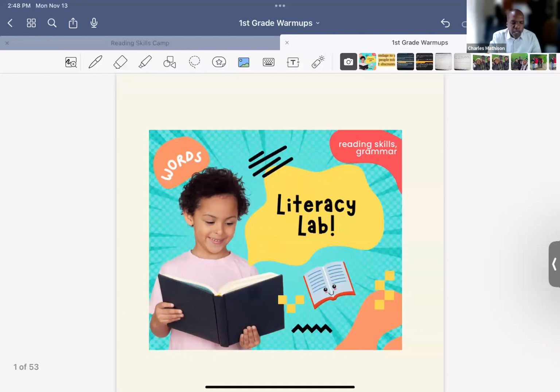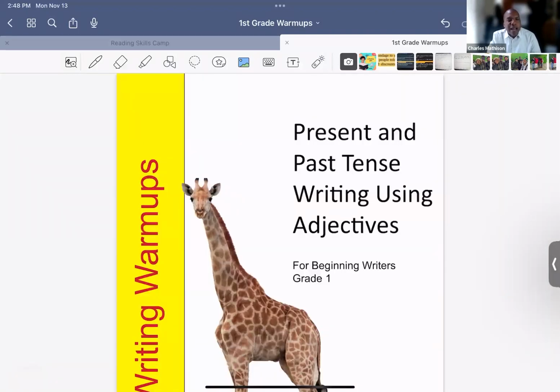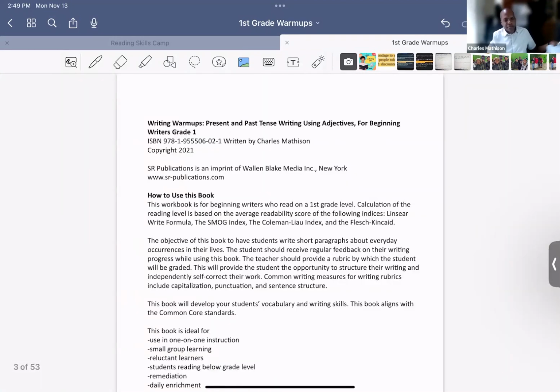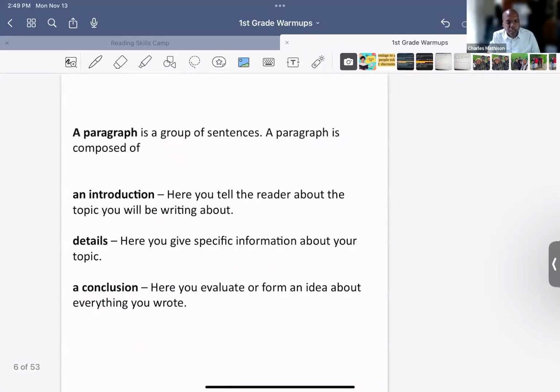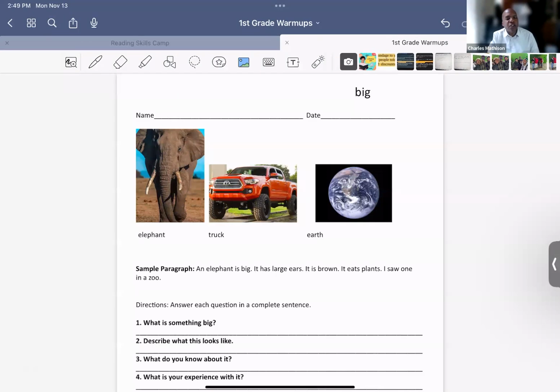And today we are going to be working with writing sentences in the past tense using adjectives. So parents, if you're following along, you can download this book and have your child follow along with the lesson. So we're going to be looking at pictures and writing about pictures. This is called descriptive writing. Descriptive writing talks about things or animals or objects.